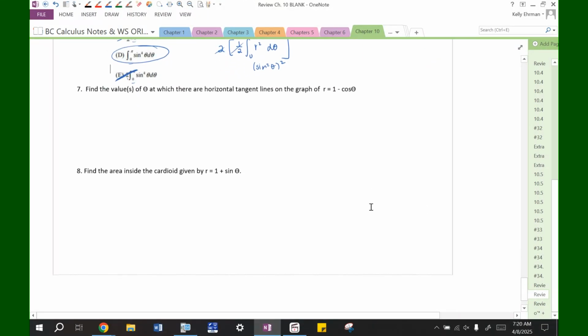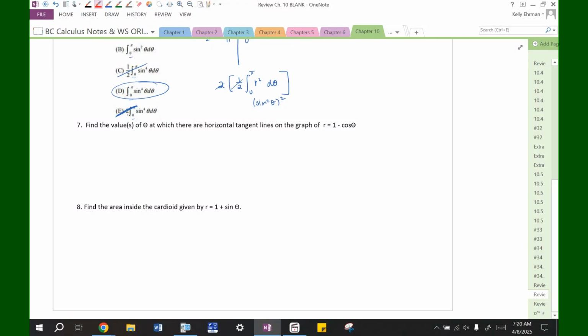And our last two. Okay, find the values of theta at which there are horizontal tangent lines on this graph. So horizontal tangent lines are when dy/dx equals 0, and we need a dy/dx equation. We're assuming this is non-calculator. So remember, this is where you would need the formula for dy/dx. It's equal to r prime sine theta plus r cosine theta over r prime cosine theta minus r sine theta. R prime, the derivative of r, is positive sine.